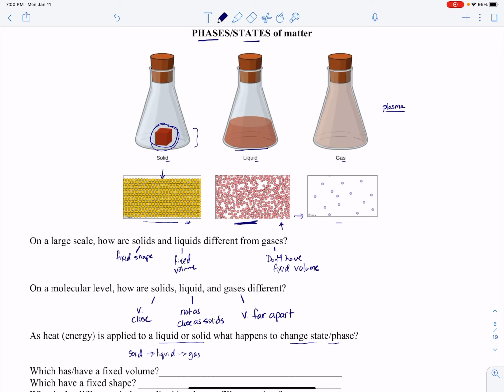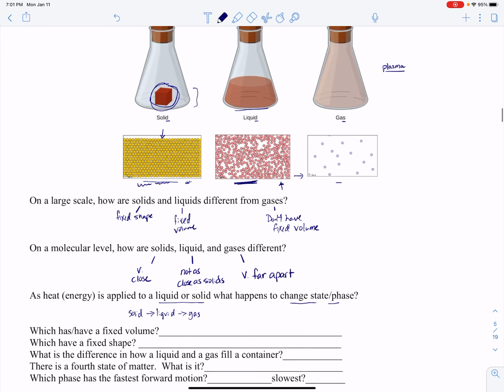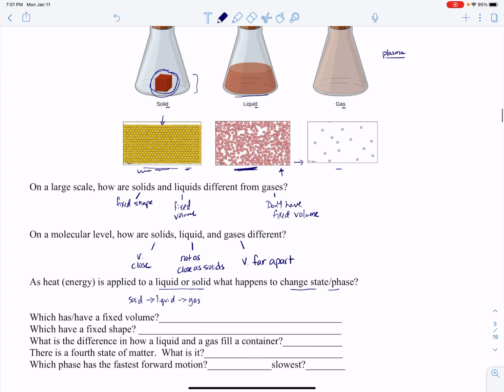That actually is the kinetic theory of gas. There are forces that help hold these particles tightly together, but the more energy you put in, the less ability those forces have to hold those things together. So go ahead and take a moment for yourself and fill in these questions.